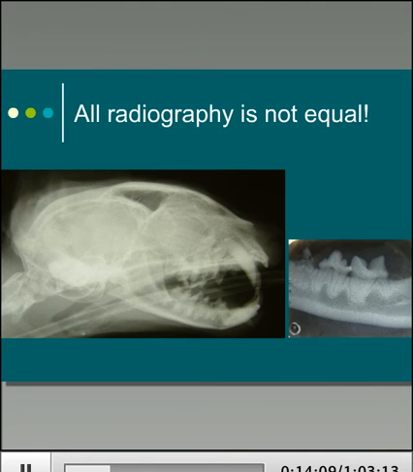And obviously a skull radiograph, well, better than nothing, but hardly the same as our dental radiograph. That's because of all the superimposition that we get with a skull, unfortunately. Whereas dental radiography eliminates that as much as possible, and we get a nice high resolution view as well.